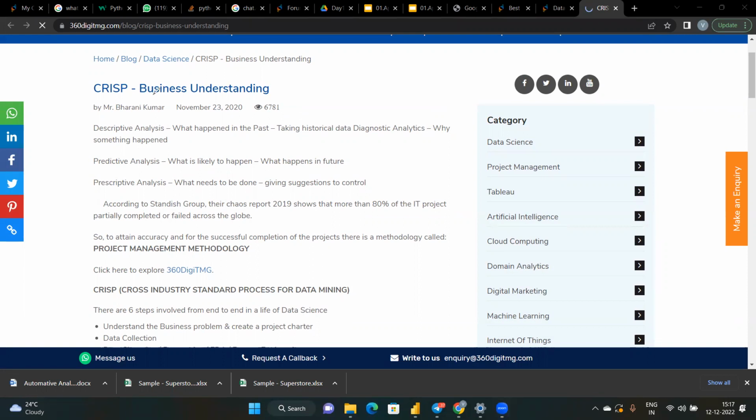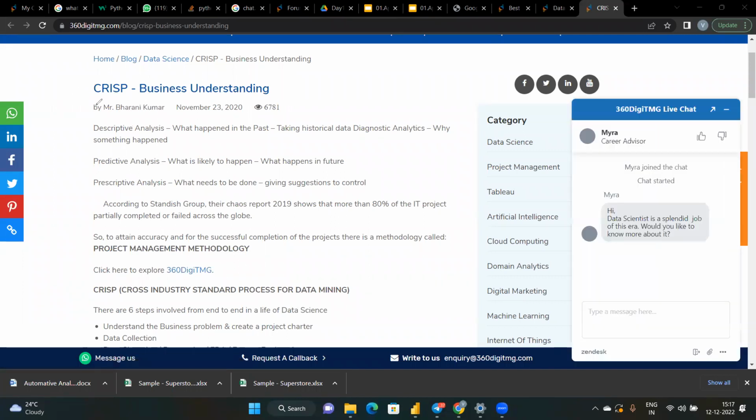So guys, when I was talking about this credit card transaction, to solve that we have four stages of analytics. Okay, we have four stages of analytics. You can see the crisp business understanding, which is done by Bharani Kumar, the CEO, guys. The CEO has updated this, and you can always refer to the blog, guys.